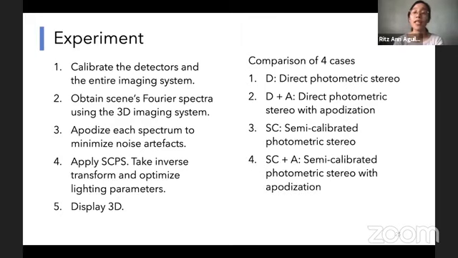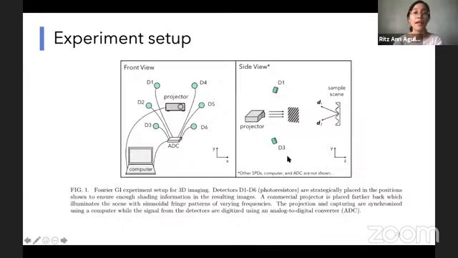Here we compared four techniques. The direct photometric stereo is an uncalibrated system. It just assumes that the light magnitude collected by each detector is the same. The one with the plus A employs the apodization technique, which is a multiplication of the Gaussian filter for noise reduction. All in all, there are four cases.